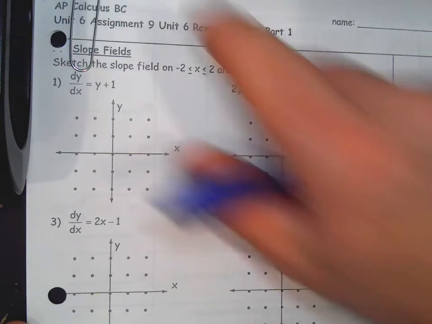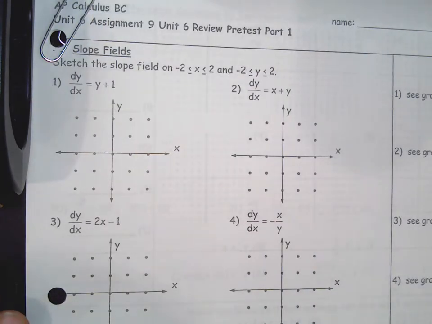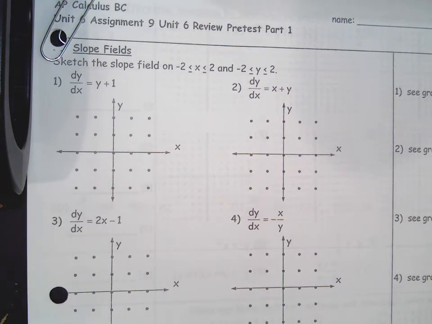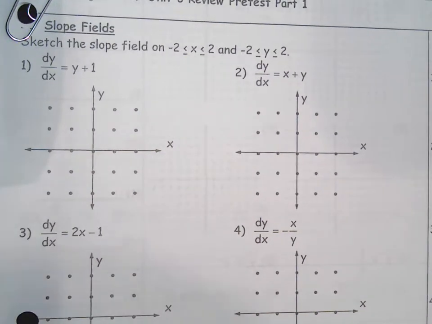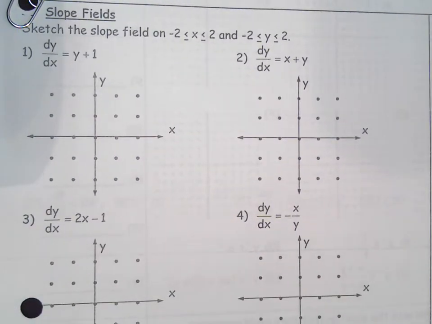AP Calculus BC, Unit 6, Day 9, the pretest review for the test that's coming up. There's two parts that kind of match the two parts of the test.